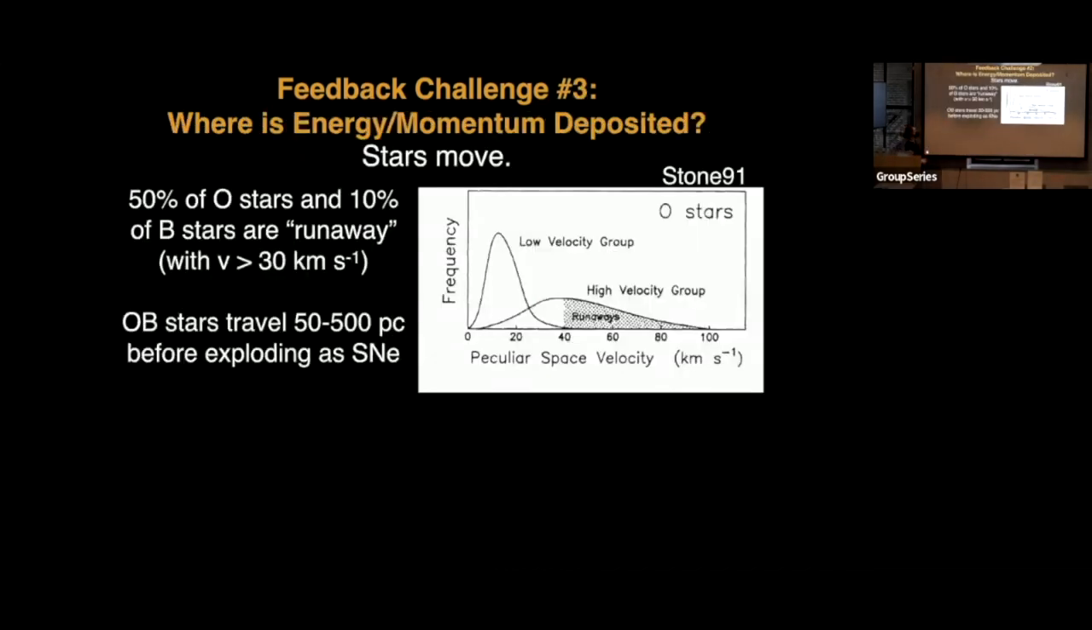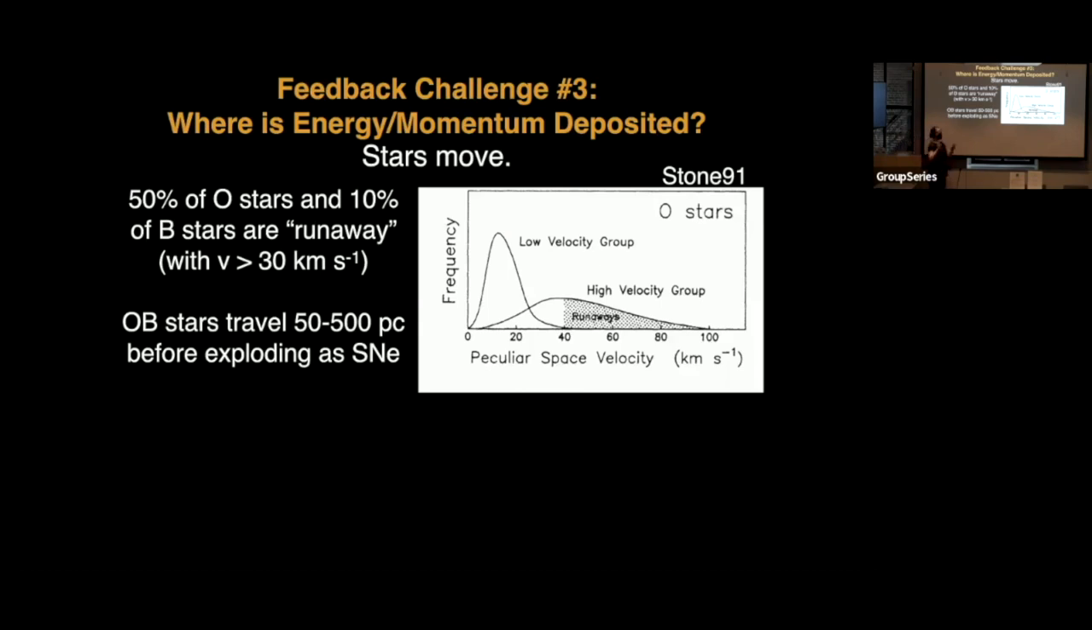So feedback challenge number 3 is the question of where and when the energy and momentum is deposited. The where question comes back to the issue that stars move. We've learned a lot from Gaia, and one of those things is that stars do not stay in the same place. In general, massive stars are very mobile. So something like 50% of O stars and 10% of B stars are runaways, which means they move faster than 30 kilometers per second.